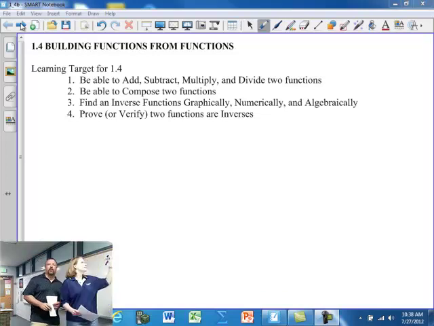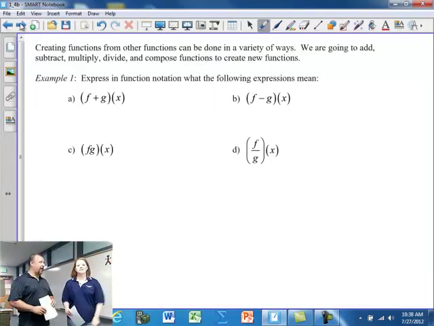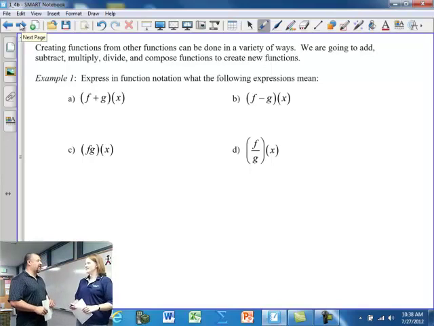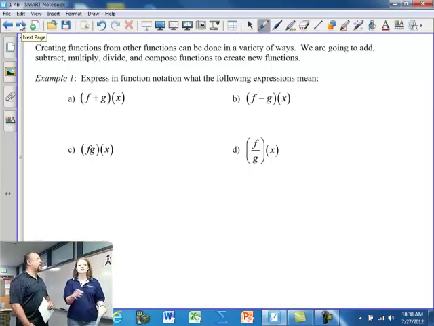We're going to do 1.4 today. We're going to build functions by adding, subtracting, multiplying, dividing, composing, and inversing. Some algebra stuff. First, some more notational purposes.